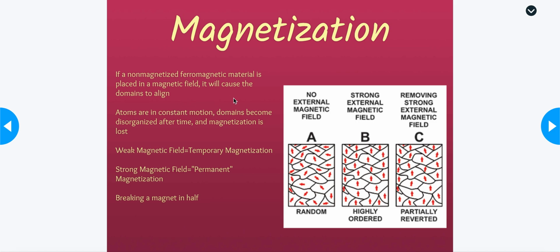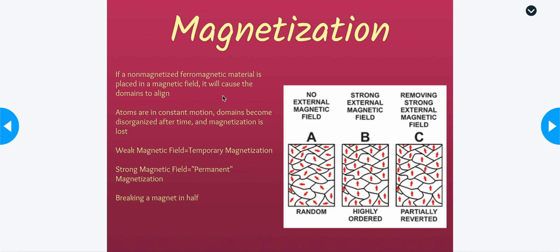So that is how you go from this non-magnetic material with no external magnetic field, and then you place it next to a strong external magnetic field and the magnetic domains become ordered. And now, because all your fields are facing in the same direction, now you have a strong magnet and this material is magnetic. So here's the thing.